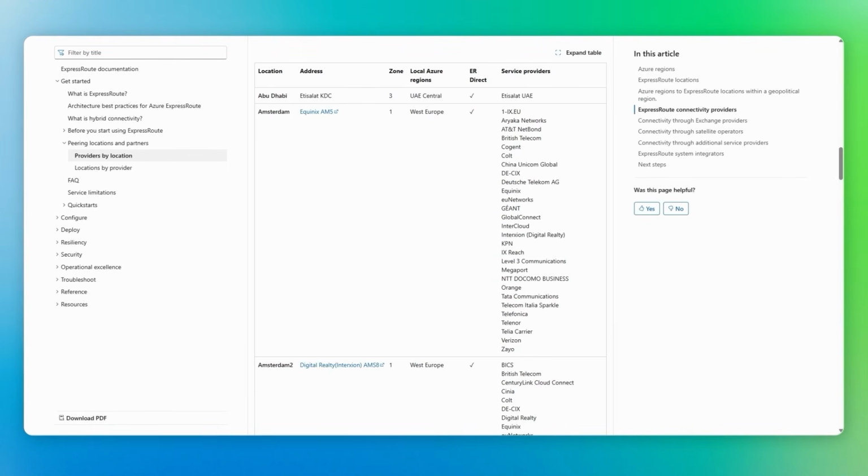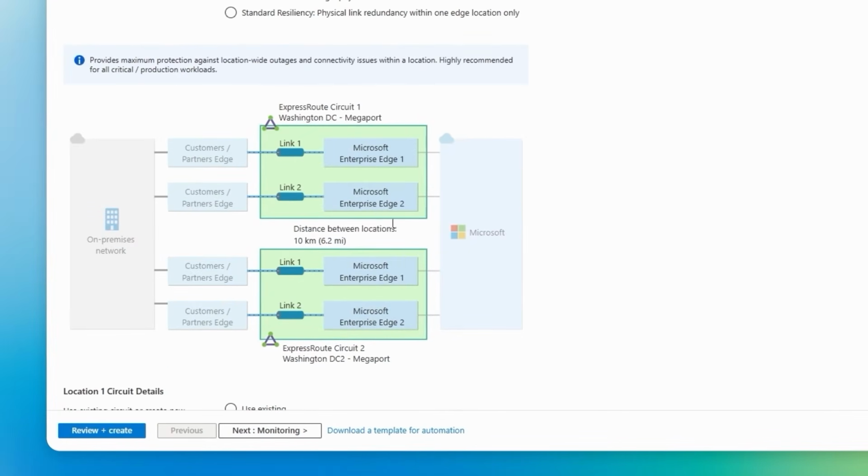Now, when we create the ExpressRoute, we see an option called Maximum Resiliency. This means two standard circuits in two separate peering locations, like Washington, D.C. 1 and D.C. 2. This offers top-tier uptime and latency, even during maintenance, and comes with a 99.95% SLA. To help support this level of resiliency, Microsoft offers a discount on the second circuit.